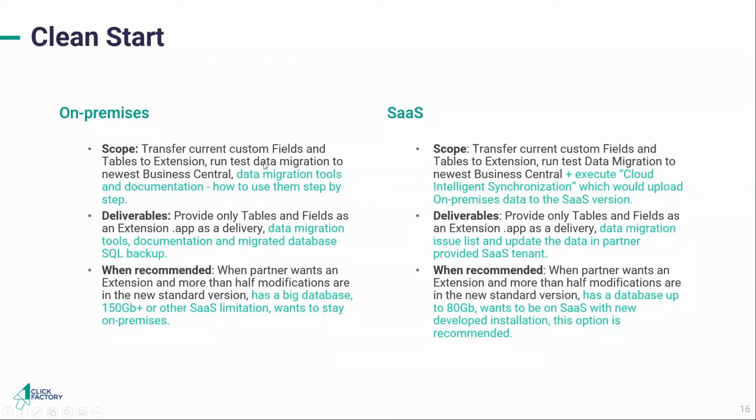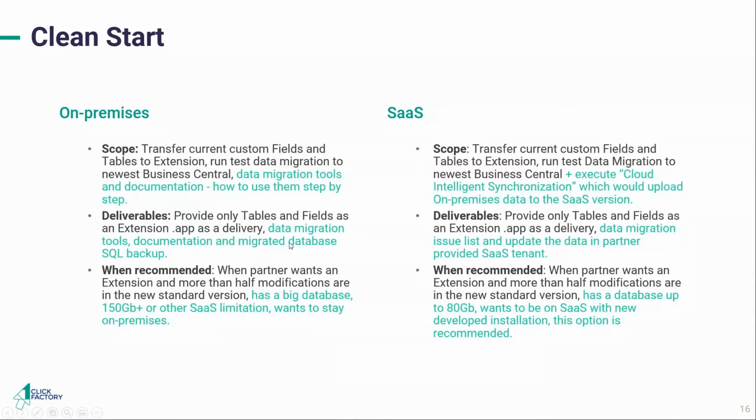And the scope is, like I said, to transfer only the data structure without code, so fields and tables, create the extension, run test data migration, where standard Microsoft data migration tools were used, and create custom functionality and documentation on how to use them. In the SaaS scope, the only difference is that you need to use a cloud intelligent synchronization tool, which pushes data from on-premises to SaaS, but we would still do the same on-premises upgrade to the newest Business Central, and only then additionally execute a SaaS synchronization tool.